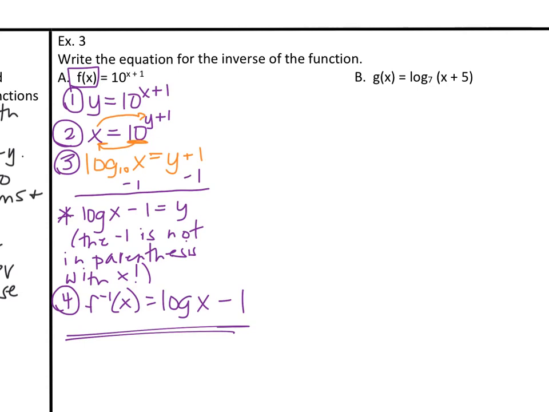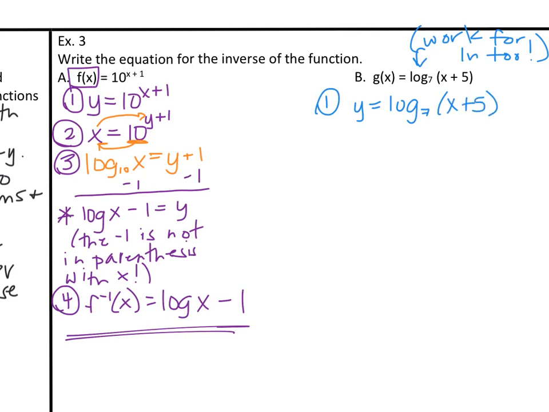Example B, g of x equals log base 7 of x plus 5. Notice this example is log, but these rules will work for ln as well. Just so you're aware, anything that's a logarithm would follow this template. Again, here we go. Step 1. Since our function notation is g of x, we're going to simply replace that with y equals. And then step 2, switch x and y.